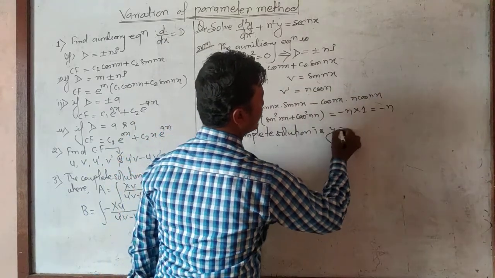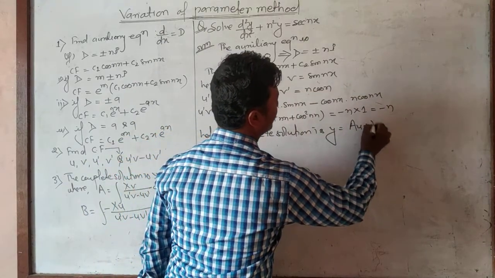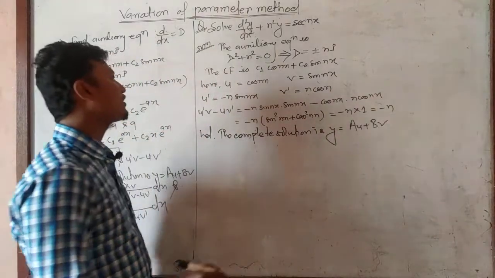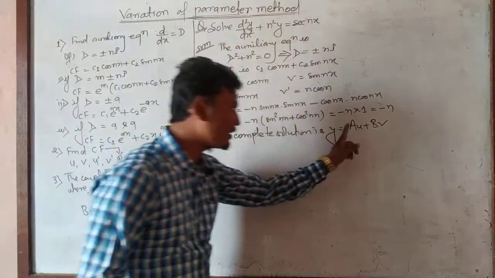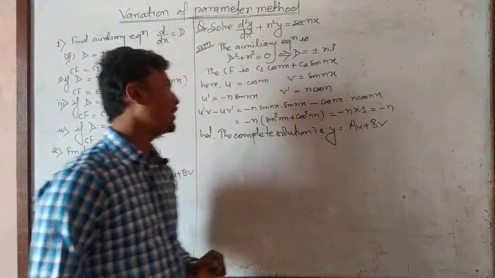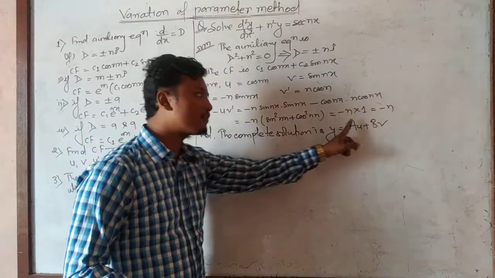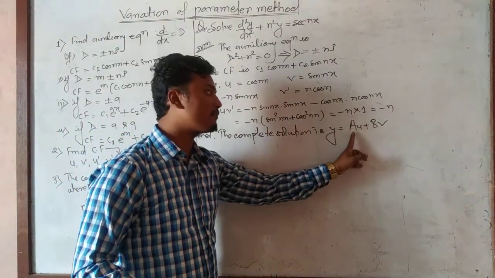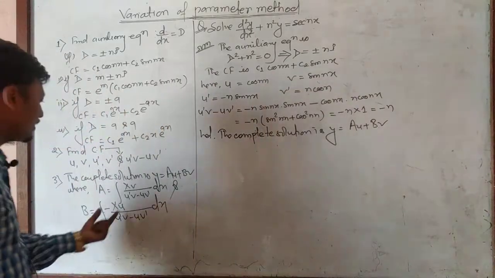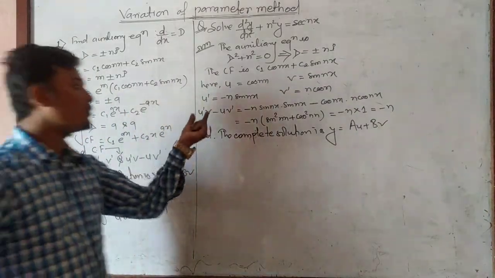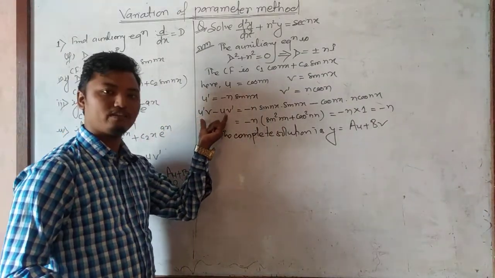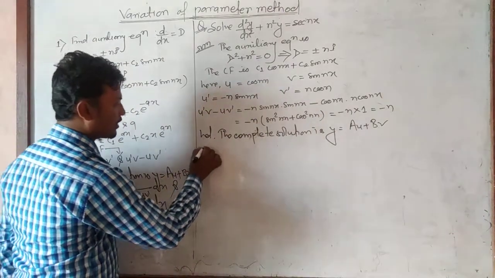So now let the complete solution is y is equal to au plus bv. Why should we find the value of u and v? Because we need u and v here. And why this one? Because in the value of a and the value of b, we need such kind of numbers. That's why we find this one at first.